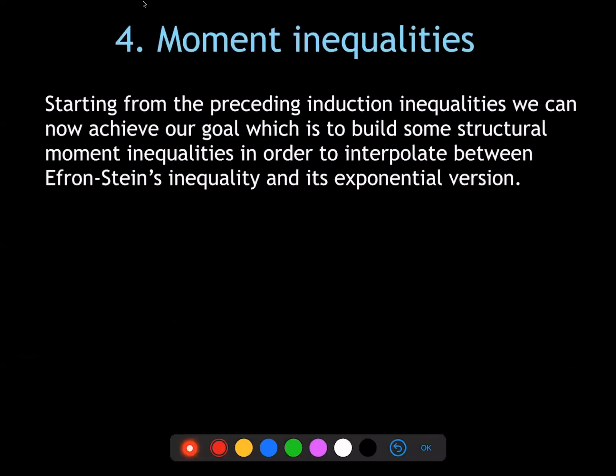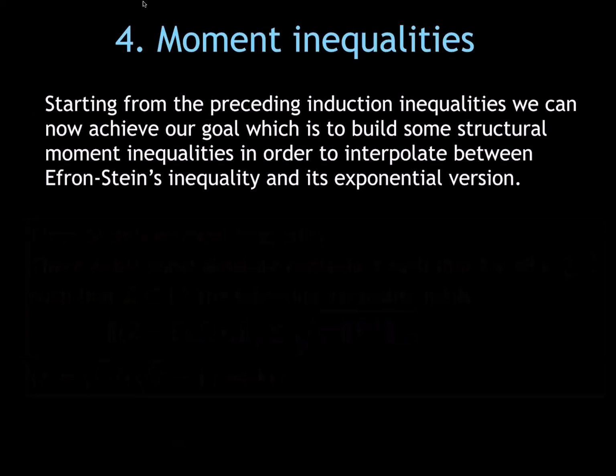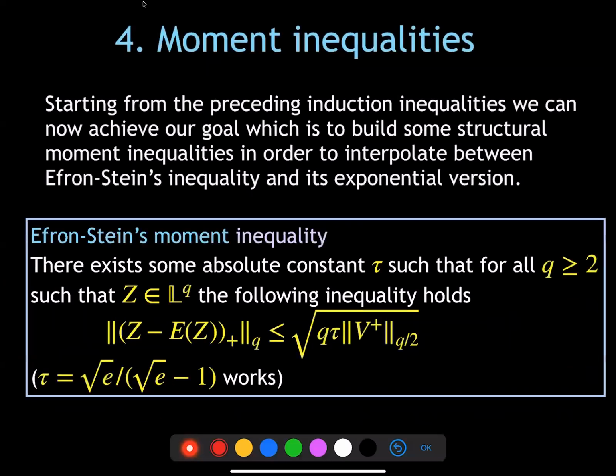And now the purpose of the game is to derive the moment inequalities from this. And these moment inequalities will play the role of the exponential Efron-Stein's inequality that we have proved before, but at a different level, at a different scale. You are with a power function instead of the exponential function. So it interpolates between the two, between the square and the exponential.